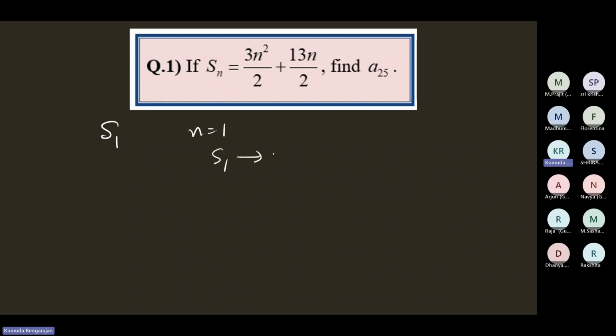And S1 is nothing but the first term of the AP, the sum to one term, which is nothing but the first term. Then find S2. S2 is what? The sum to the first two terms of the AP, that is A1 plus A2. You've already found the first term. So substitute that and get the second term. Find the common difference and then the 25th term.